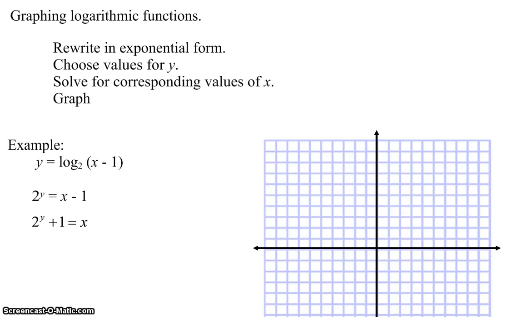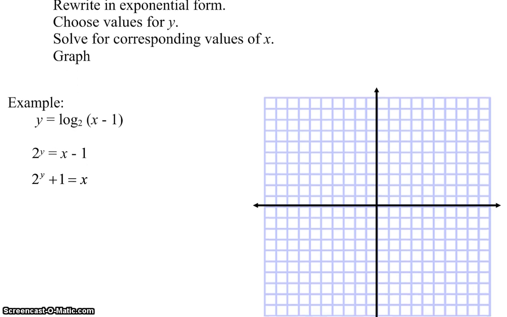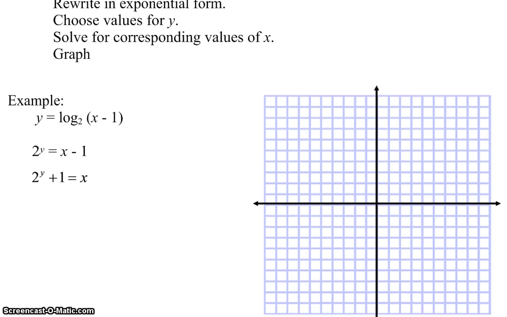To graph logarithmic functions, what we want to do is rewrite the problem in exponential form, but then instead of choosing values for x, we're going to choose values for y and simply solve. So you'll see in our example, I started with y equaled the log base 2 of x minus 1. So 2 to the y equaled x minus 1. So that gave me 2 to the y plus 1 was equal to x. Notice I solved for x.